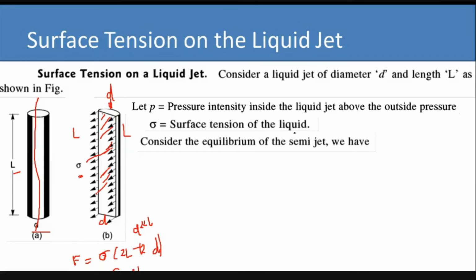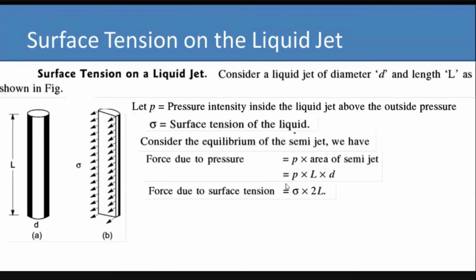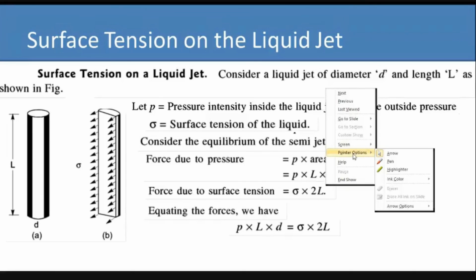While the pressure force FP is pressure P into the area of the rectangle, which is L into D. So the pressure force is P into L into D, and the surface tension force is sigma into 2L, since D is very small compared to L. Equating them for equilibrium, P into L into D equals sigma into 2L.